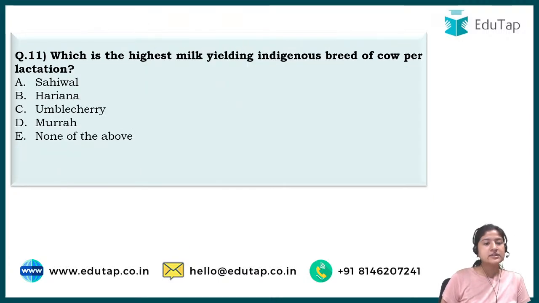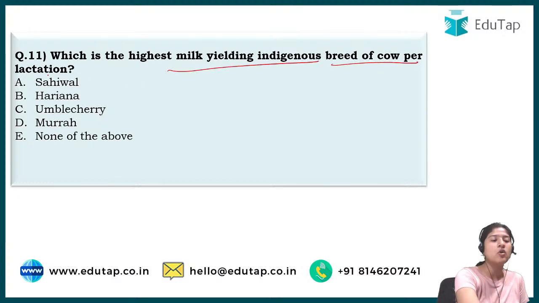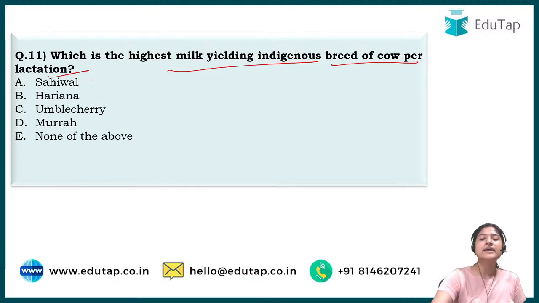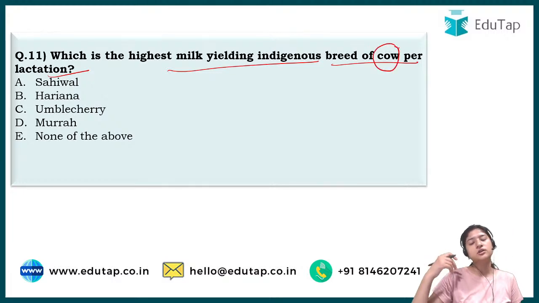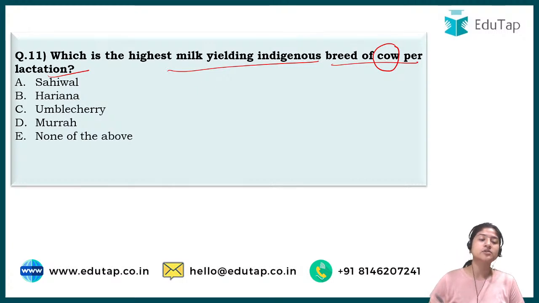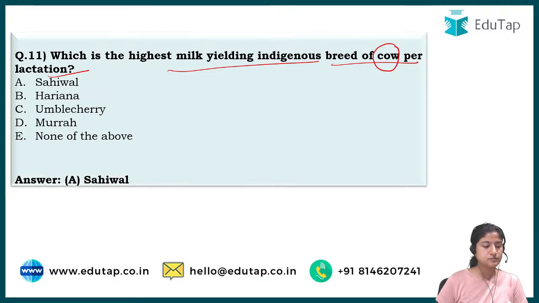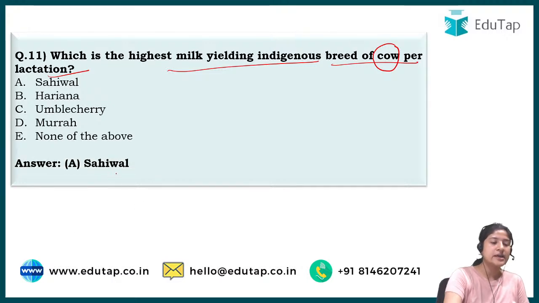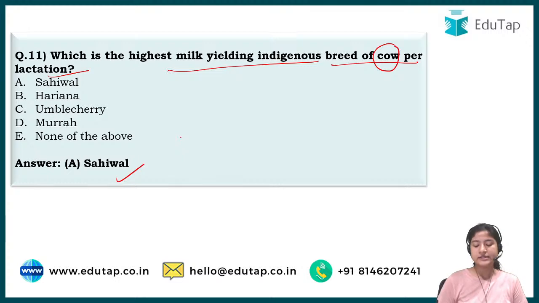Okay, next is, which is the highest milk yielding indigenous breed of cow per lactation? So here it has been mentioned about the cow only, so you have to tell in this particular section that is of cow only, which of the following is the indigenous breed that produces the highest milk yield, right? The correct answer over here is, Biswanath said Sahiwal, and yes, the answer is Sahiwal only. It is the indigenous breed which produces the maximum milk yield.